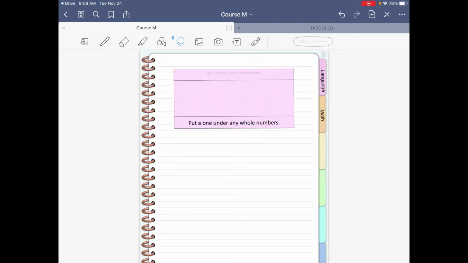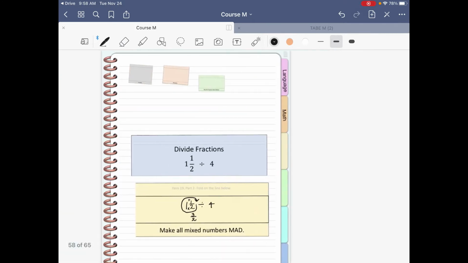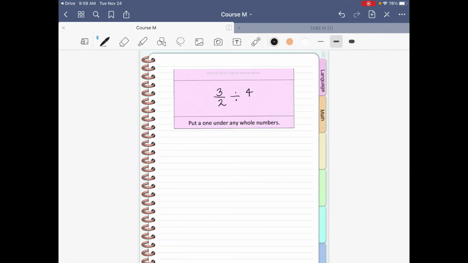So we are left with, remember we made our mixed number mad, so that was 3/2 divided by, what was it, 4. So this one says to put a 1 under any whole numbers. So we're going to put a 1 under the 4. So we have both a top and a bottom for each of those fractions.